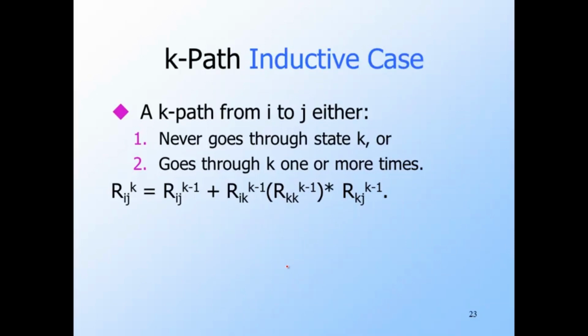Now we shall do the inductive step, where we assume we've written all the regular expressions with superscript k minus 1, and we need to write the expressions for the k paths. A k path either never goes through state k at all, or it does so one or more times. That lets us write the expression for R_ij^k in terms of expressions for k minus 1 paths. The first term covers the case that the k path doesn't even go through the state k once. That is, every k minus 1 path is a k path.